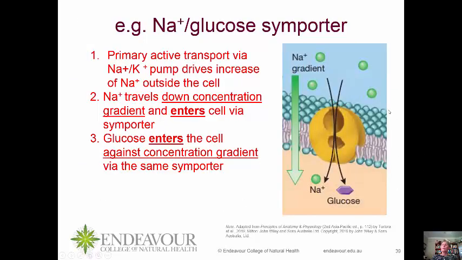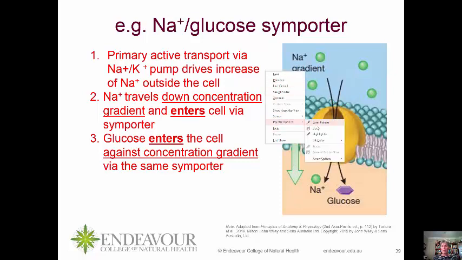Okay, so let's go through the example here. The sodium glucose symporter. We know a symporter moves two things in the same direction. We know that the normal sodium gradient is from high to low, from the outside to the inside. So primary active transport via the sodium-potassium pump drives an increase of sodium to the outside. So what happens here?